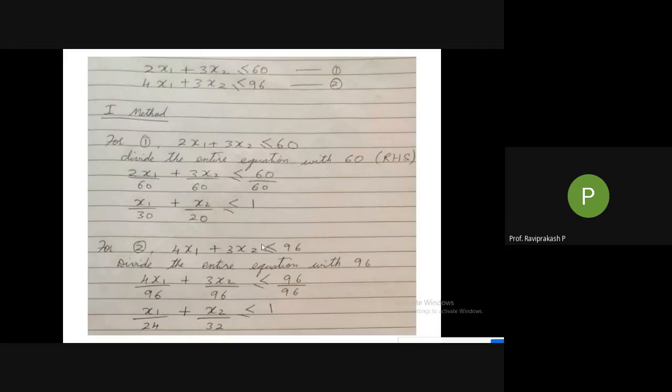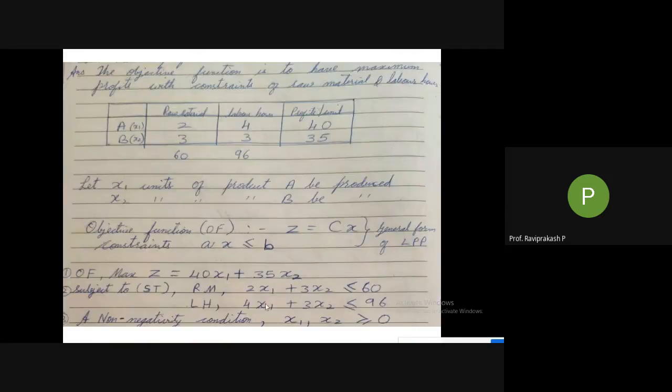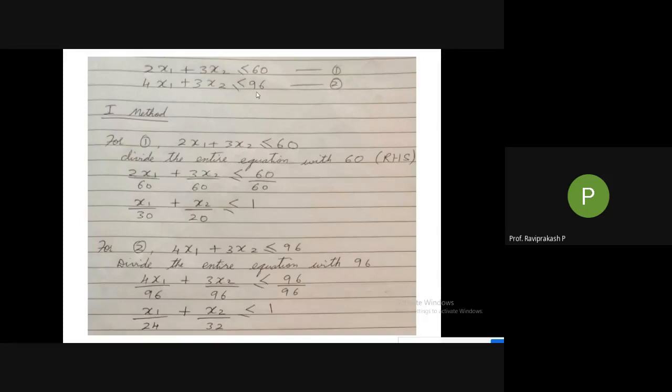2x1 plus 3x2 here less than or equal to 60. Then the second one, 4x1 plus 3x2 less than or equal to 96. So these are the two equations. We have to take them one by one. So here I am taking the first method. For the first equation, that is 2x1 plus 3x2 less than or equal to 60.